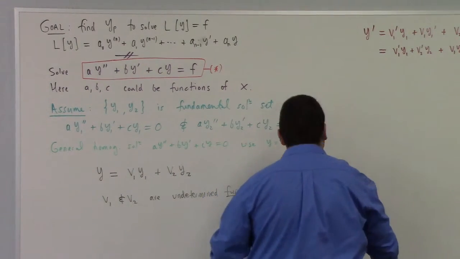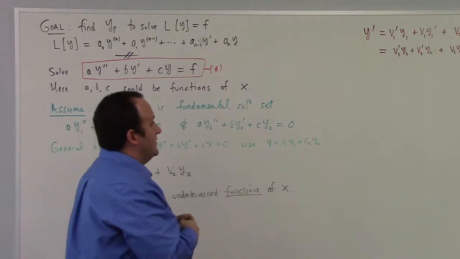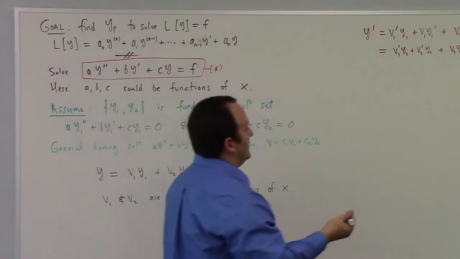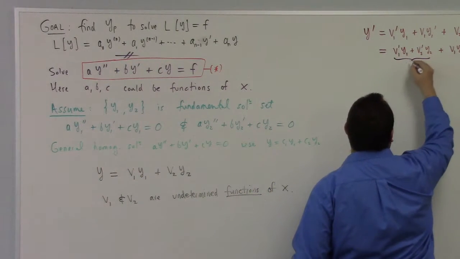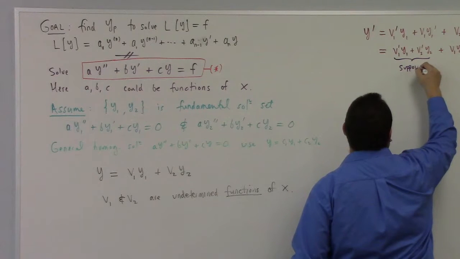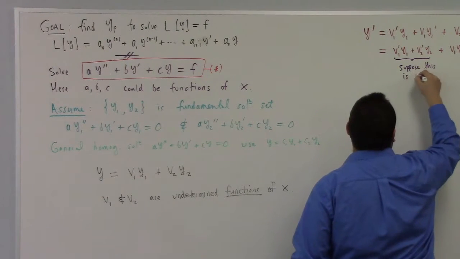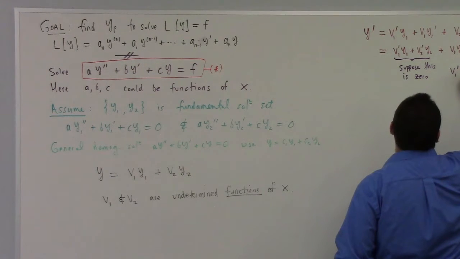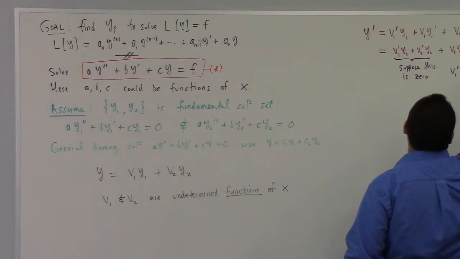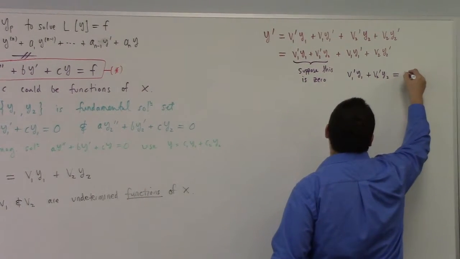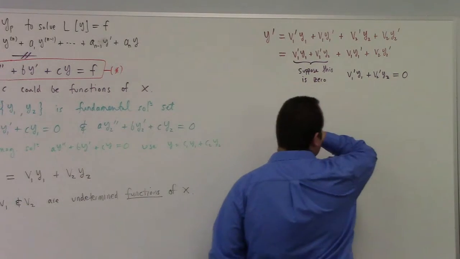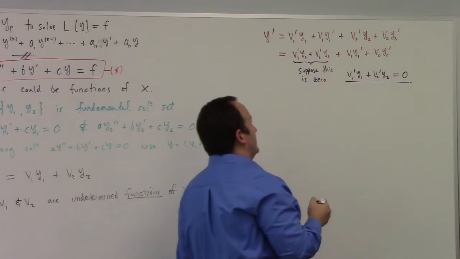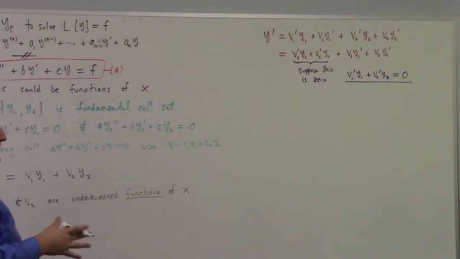Let's see here, how can I say this? We're going to make this 0. So suppose this is 0. So that's going to give us this equation, v1 prime y1 plus v2 prime y2 equals 0. Now, the justification for that supposition, you have to wait a couple minutes for, all right?